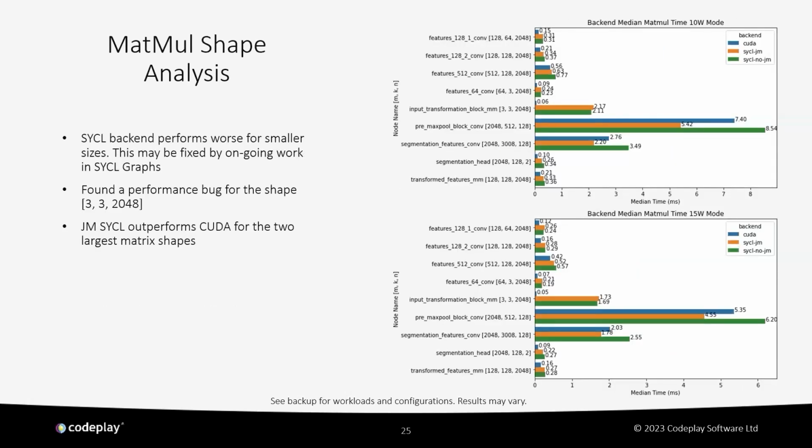So let's take a deeper look into how the performance is actually affected for the different matmul sizes. The sizes here are shown in the format MKN, where the matmuls are multiplying M by K and K by N matrices. We found that the SYCL backend performs worse for small sizes, probably due to runtime overhead. But for larger sizes, the SYCL backend actually outperformed the CUDA backend. We also found that there was a performance bug for one of the shapes where the left-hand matrix was a very small matrix.